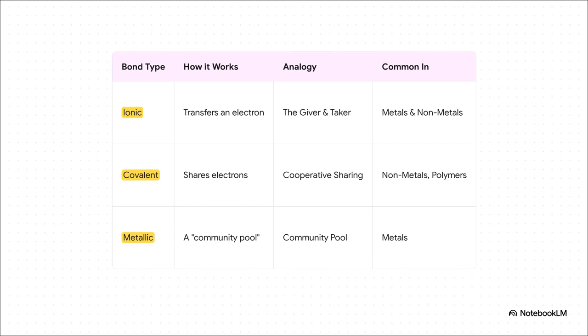You've got a giver and a taker. You see this a lot in things like ceramics. Then there's covalent bonding, where atoms share their electrons. They're cooperating. This is the super, super strong bond you find in diamonds and also in plastics.